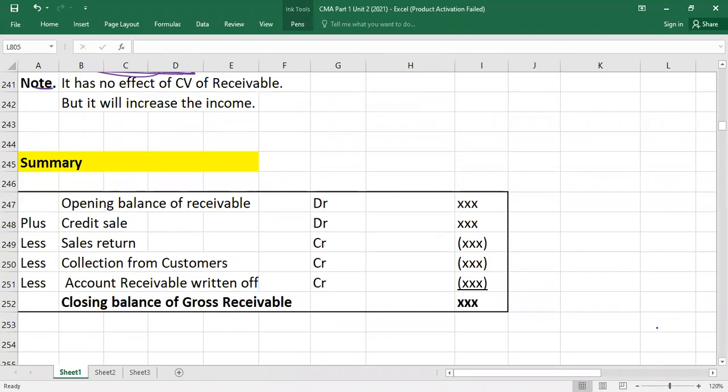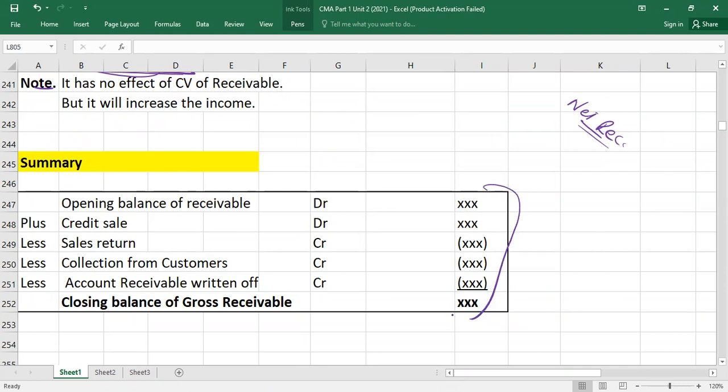Now we have here a summary, which you have to memorize, because in the balance sheet, under the direct write-off method, you have to record net receivables. You don't have any allowances. Only receivables you have to put. Understood? And only the receivables ledger is important.